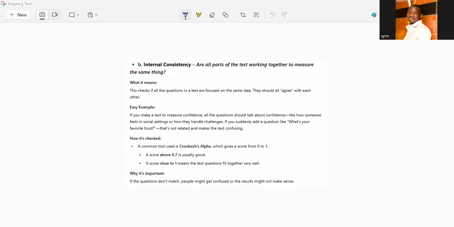Internal validity. So when we are looking at internal validity, it's a measure of how well the items on a test or a questionnaire will assess the same construct. If all these items are supposed to be measuring confidence, for instance, they should all be about confidence, not about unrelated topics like food or favorite colors. That is what we mean with consistency. They should all agree with each other. All right?